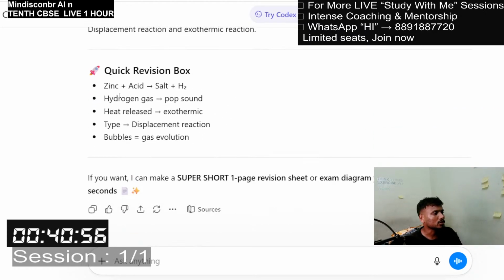Quick revision goals. Zinc plus acid gives salt plus hydrogen. Hydrogen gas will produce a pop sound. Heat released means exothermic. The type of reaction is displacement reaction, and bubbles indicate gas evolution. If you want, I can make a super short one-page revision sheet or exam diagram you can memorize in 10 seconds.